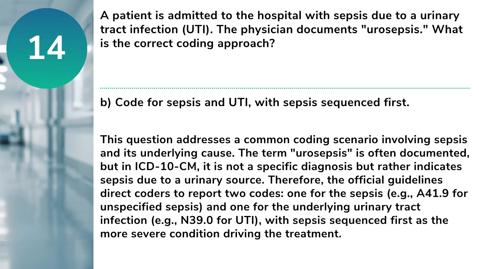Answer: B. Code for sepsis and UTI, with sepsis sequenced first. This question addresses a common coding scenario involving sepsis and its underlying cause. The term urosepsis is often documented, but in ICD-10-CM, it is not a specific diagnosis but rather indicates sepsis due to a urinary source. Therefore, the official guidelines direct coders to report two codes, one for the sepsis, example A41.9 for unspecified sepsis, and one for the underlying urinary tract infection, example N39.0 for UTI, with sepsis sequenced first as the more severe condition driving the treatment.